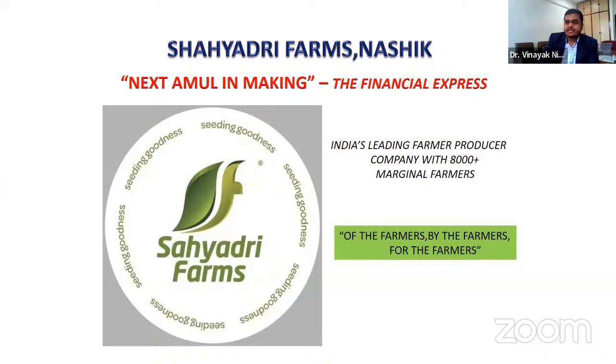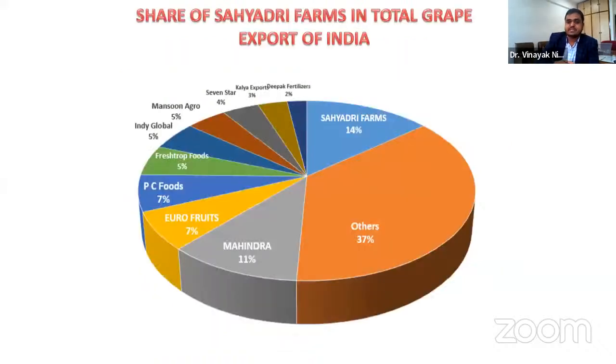Next Amul in the making, because Amul is a big cooperative and a big success example for cooperatives, and one FPO is going to be on that line. That is Sahyadri Farms, which has more than 8,000 farmers attached to it as members. This figure is a bit old, but current data shows that more than 20% of grape export contribution in India is coming from this single FPO.